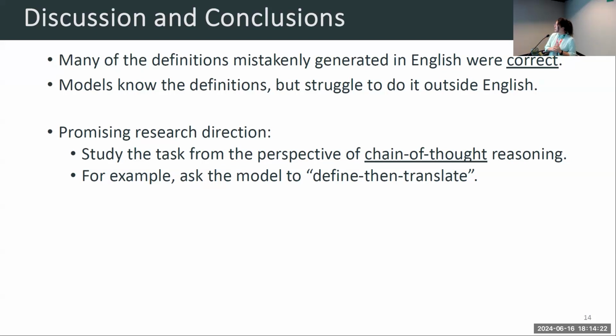And a promising research direction is to study the task from the perspective of chain of thought reasoning. So for example, ask the model to define and then translate, and see what happens.